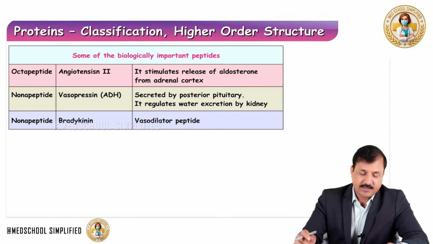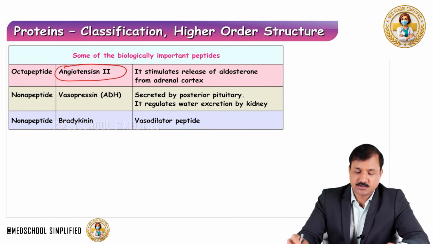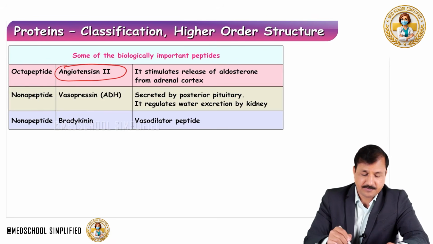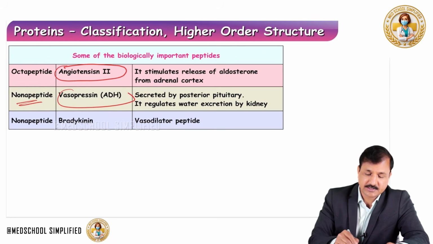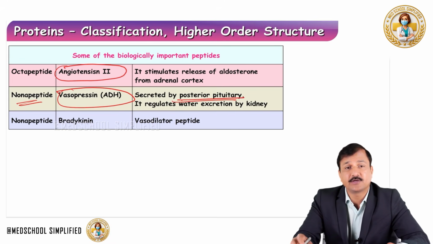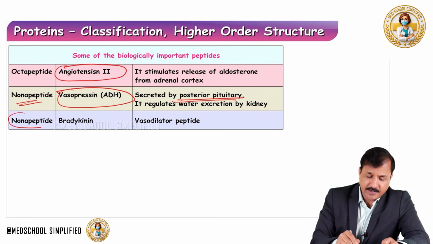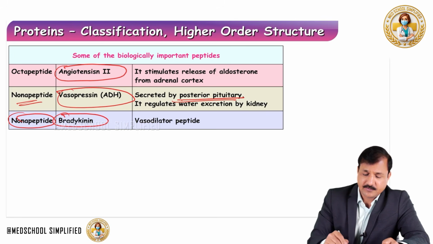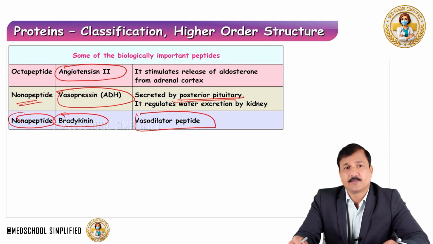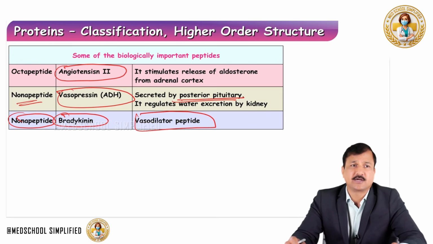Some more examples: we have octapeptide containing 8 amino acids. Angiotensin 2 is an example of an octapeptide. For nonapeptide, vasopressin is an example, secreted by the posterior pituitary gland, and it also regulates water in our body. Another nonapeptide is bradykinin, which is a vasodilator peptide. So these are some of the examples of important peptides that we have.